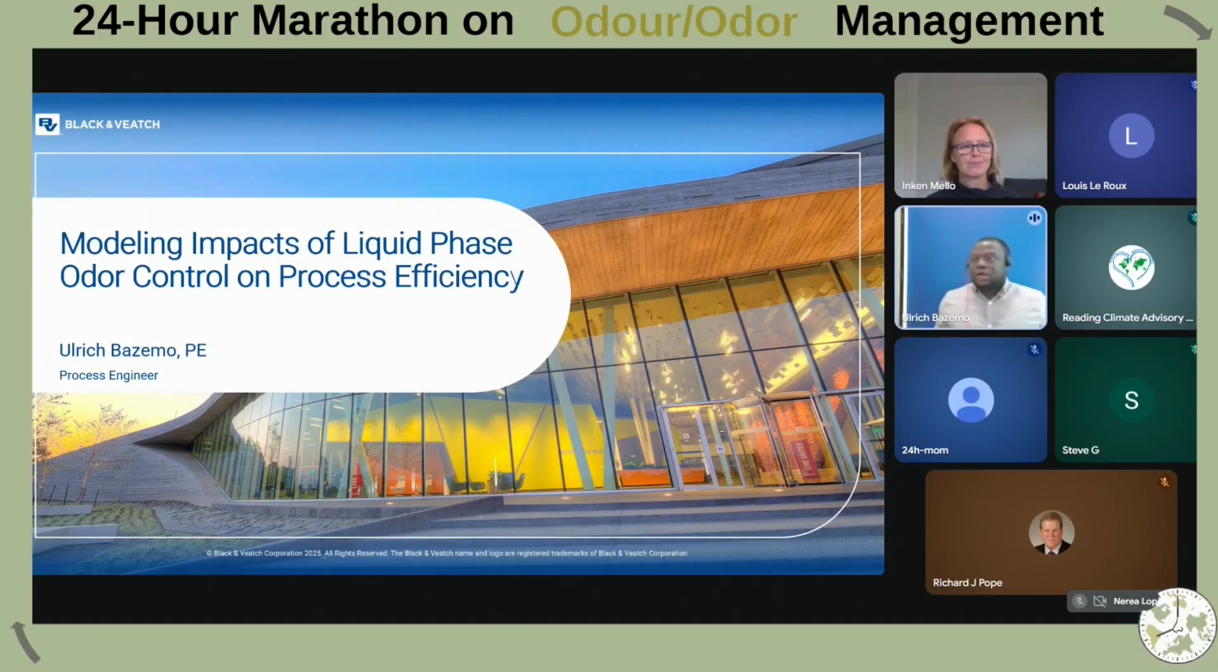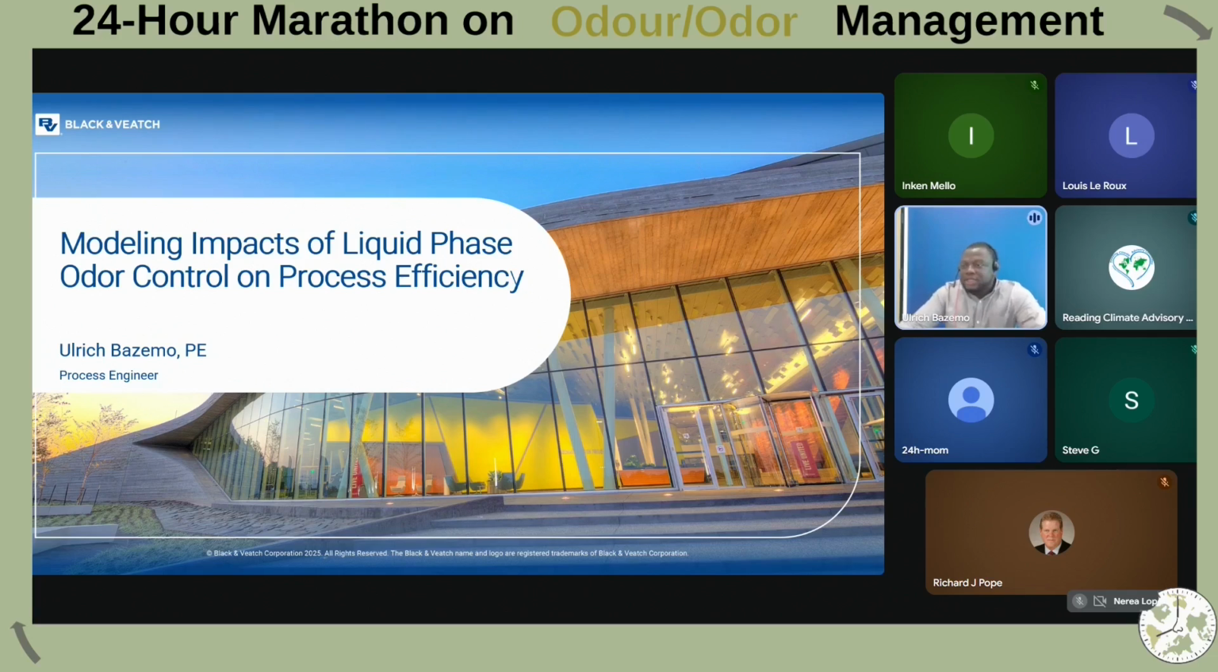Hi, everyone. Today I'm going to talk about how we can use sulfur modeling to assess chemical injection for odor control, but not only odor control, but also investigate how the chemical addition can impact your secondary treatment. For this project, we used a focus sulfur model within the SUMO modeling package.